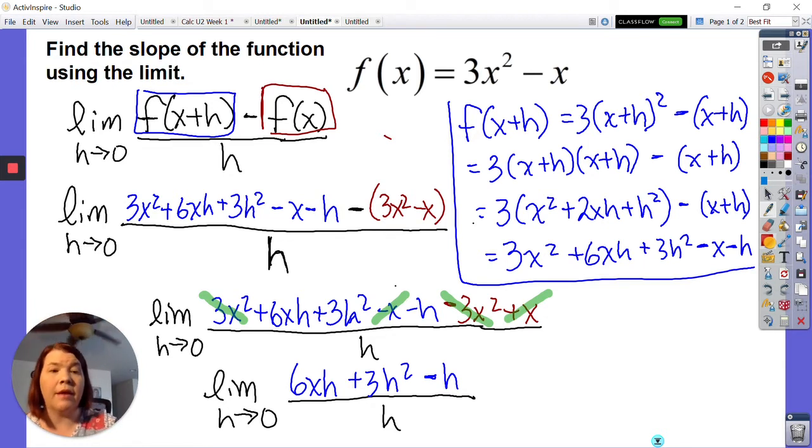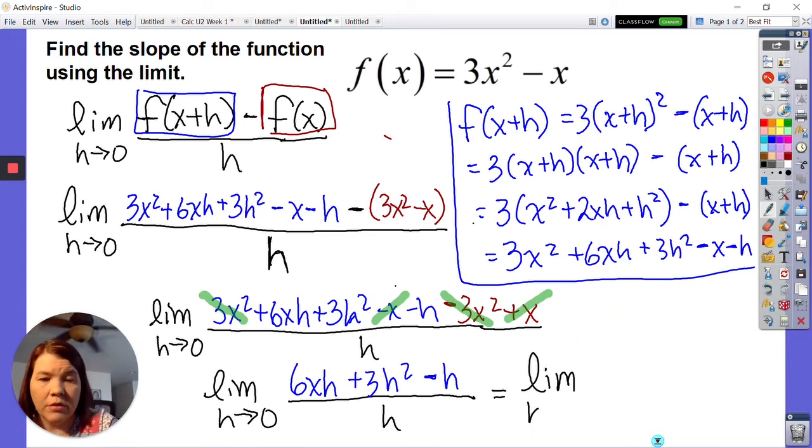We're going to go ahead then and factor something out. So I'm going to have the limit as h goes to 0. And in the numerator, every term has h. So I'm going to go ahead and factor out h.